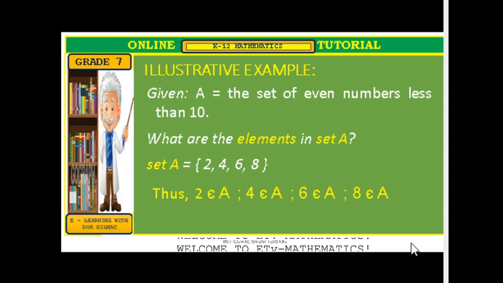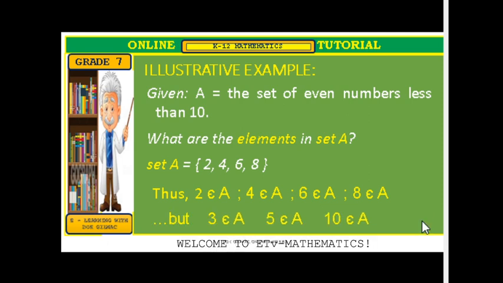Thus, we can say 2 is an element of A, 4 is an element of A, 6 is an element of A, 8 is an element of A. Why? Because these are all elements of set A. 2, 4, 6, 8 belong to set A. But 3 is not an element of A. 5 is not an element of A. 10 is not an element of A. Because 3, 5, and 10 do not belong to set A. So they are not part of set A.